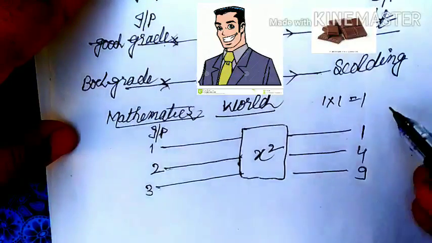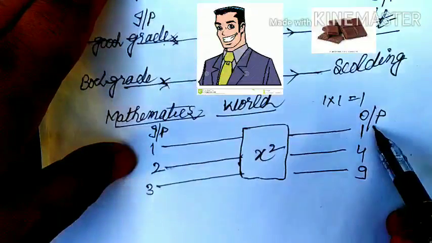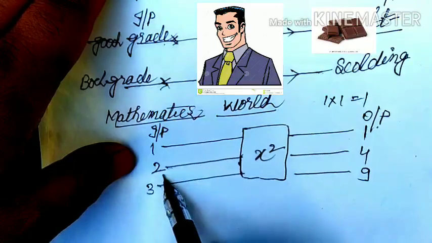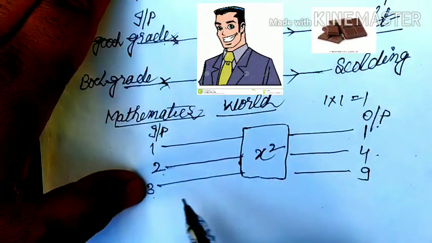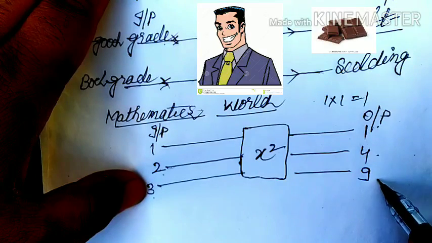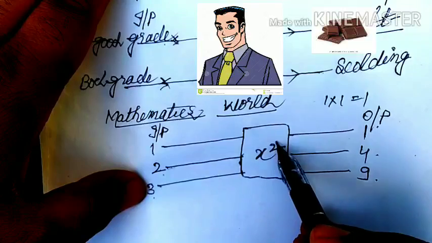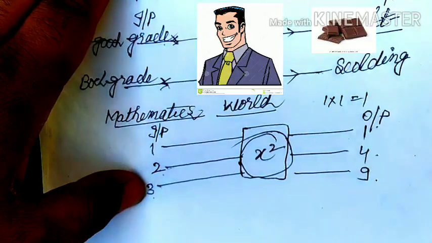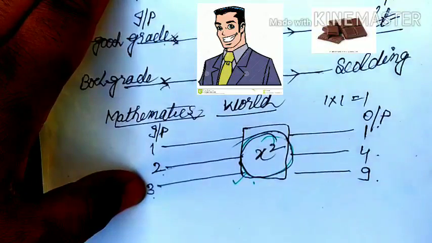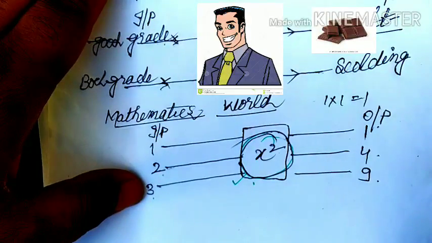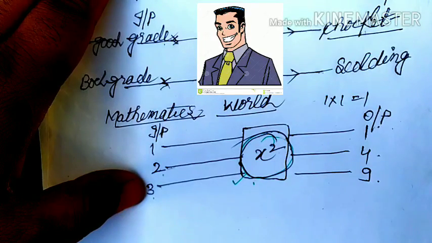So here you can see, if we put input 1, we get output 1. If we put input 2, we get output 4. If we put input 3, we get output 9. So here x square is a function. Hope you understood what a function is.